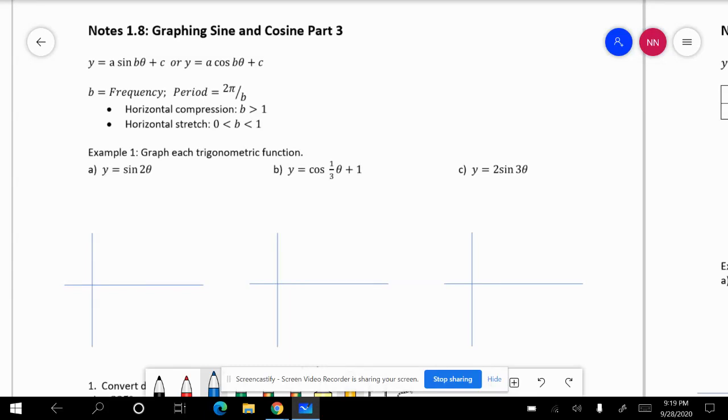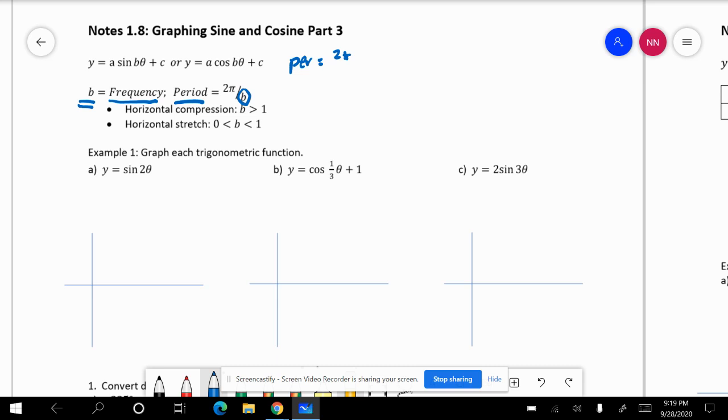We're going to continue graphing sine and cosine. What we're going to do is add the frequency and the period. The frequency and period are reciprocals. All the graphs that we've been using with sine and cosine always had a period of 2 pi. Now we're going to work with our b value, which is our frequency. Whatever our b value is, we're going to take 2 pi and divide it by that, and that's going to tell us what our new period is.